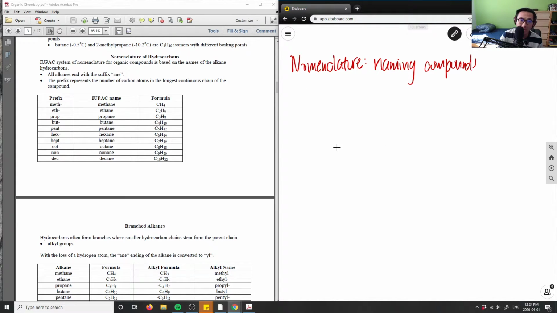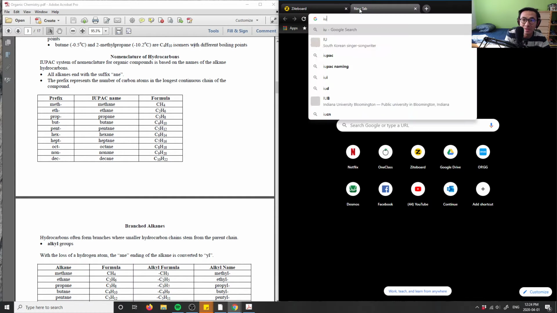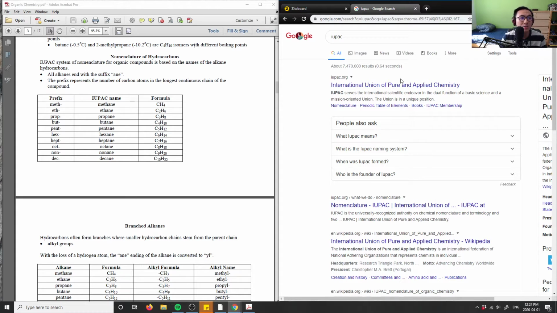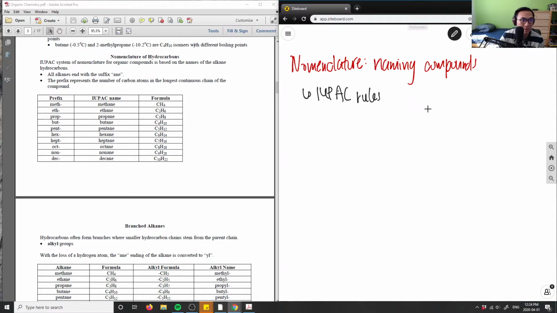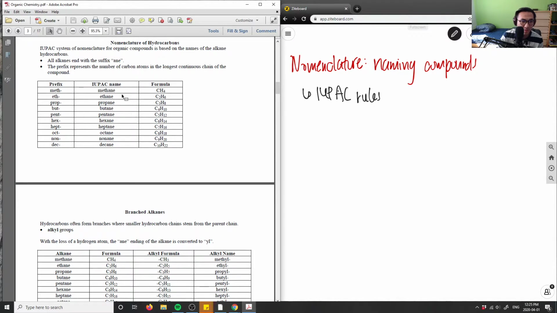For nomenclature in organic chemistry, we follow different rules called IUPAC rules. I don't actually know what IUPAC stands for, so I'm going to Google this. IUPAC is basically an international regulation to standardize naming. It's the International Union of Pure and Applied Chemistry. Wow, today I learned. We use IUPAC rules to normalize naming across countries, so scientists from Germany can talk about the same chemical compounds as scientists in Canada or in the States. And basically, this is a very, very good chart to memorize.